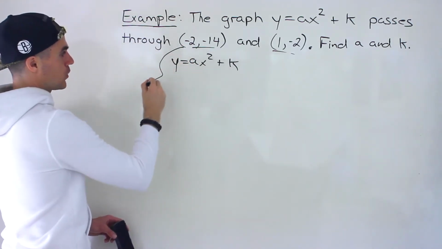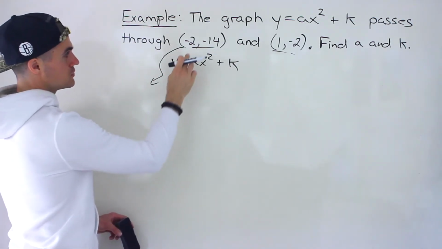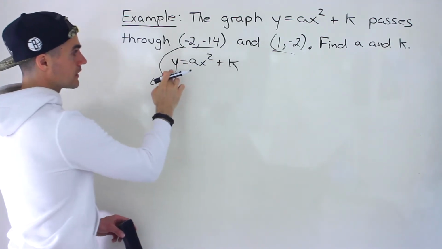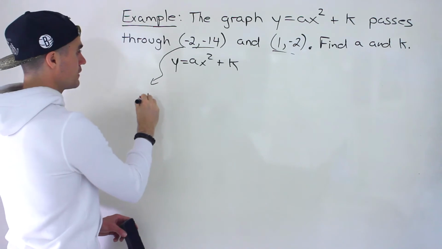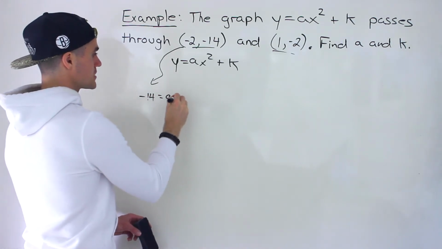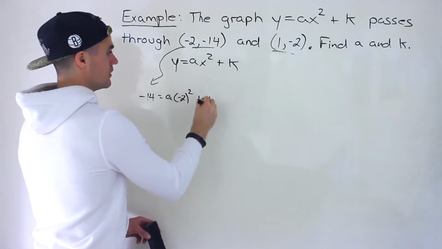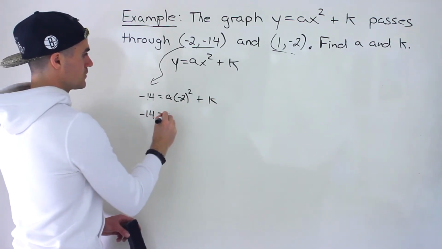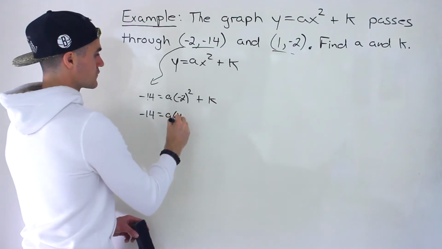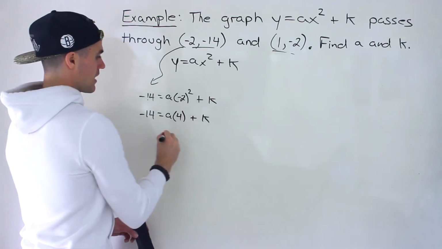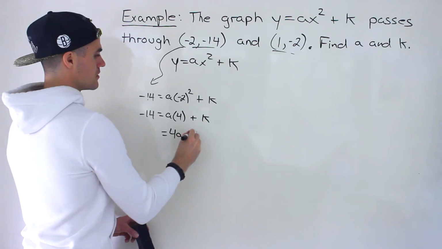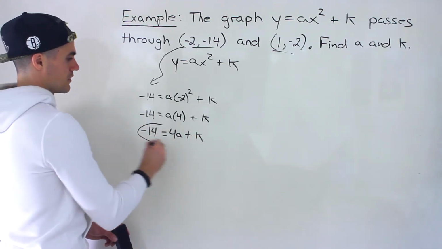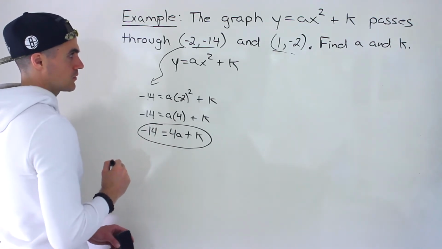So if we make an equation with this point, we could plug in this x value -2 for the x, and this y value -14 for the y. So we'd end up with -14 equals a times (-2) squared plus k. So this would be -14 equals a times 4, since -2 to the power 2 gives us 4, plus k. So we'd have 4a plus k, and that's going to be -14. Right? So that's one equation we're going to use.